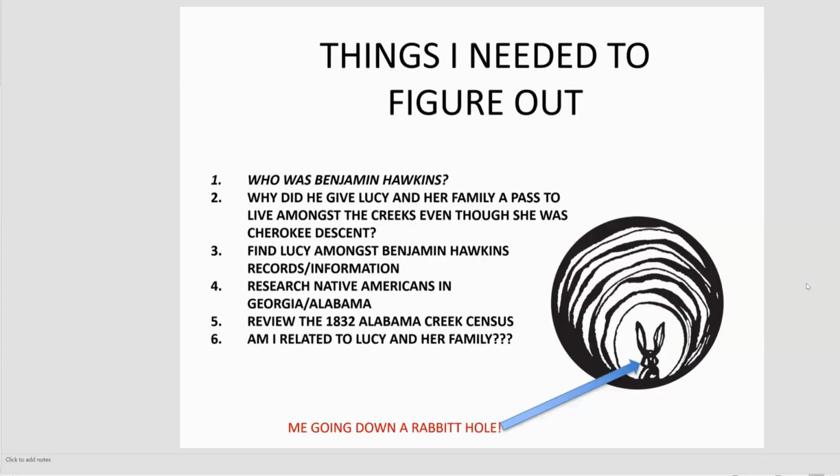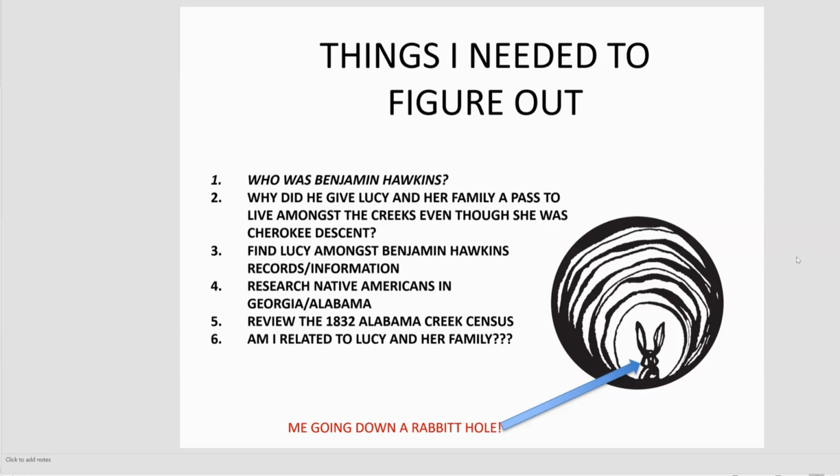Okay, here we go. So this is what I now needed to figure out, because I hate social studies, hated it with a passion. Now I'm knee deep in the weeds of history, but here we go. Who was Benjamin Hawkins? Why did he give Lucy and her family a pass to live amongst the Creeks, even though she was of Cherokee descent? I needed to find Lucy amongst Benjamin's papers. If you're giving her a pass, why did you give her a pass? Where's this pass? What was the information that was around you giving her this pass?